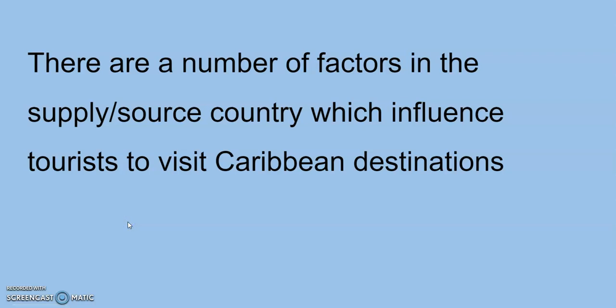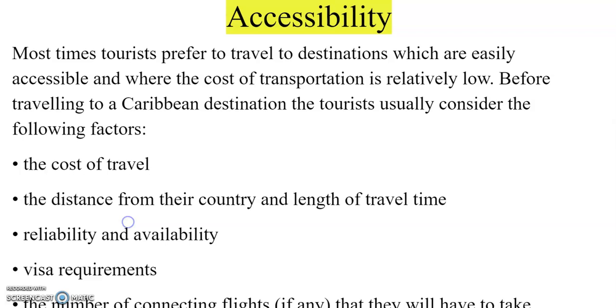Now, there are a number of factors in the supply or the source country which influence tourists to visit Caribbean destinations. And as we mentioned before, factors such as accessibility, promotion, marketing, etc. are some of the factors in the countries that the tourists are coming from that will help them to make their decision on which destination they want to visit for their vacation. Now we're going to look at these factors individually, and the first one we're going to look at is accessibility.